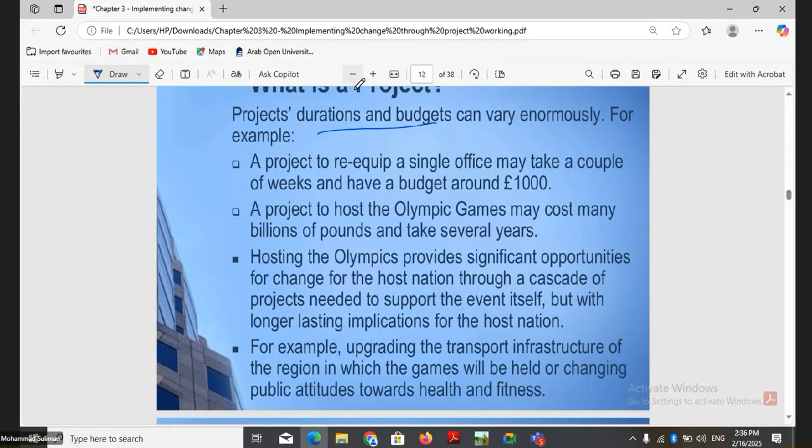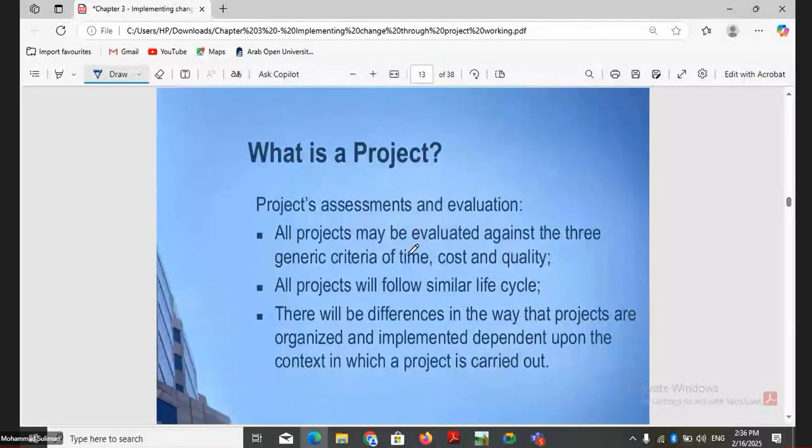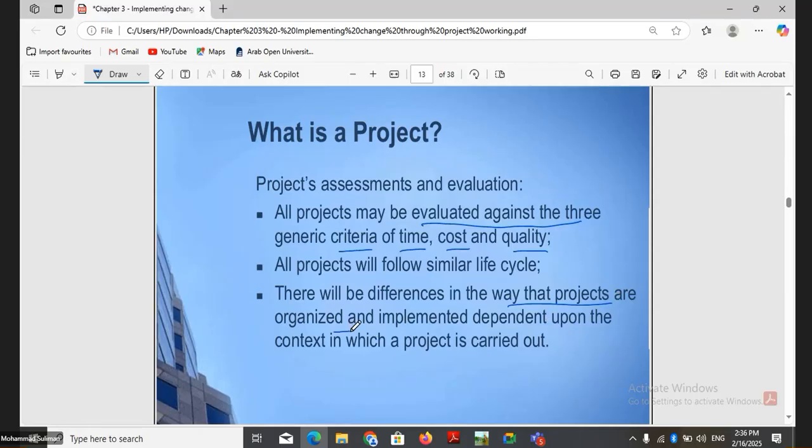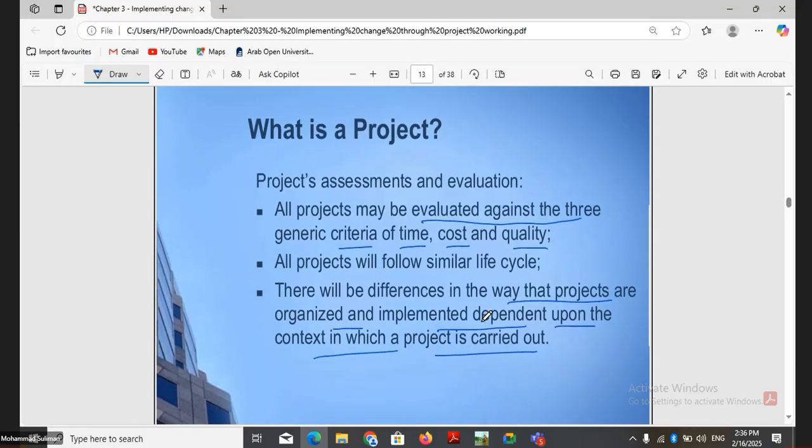Okay. Now the next is project assessment and evaluation. All the projects must be evaluated against three criteria, which are time, cost, and quality. Every project must be under the given time, under the given cost or budget, and must achieve the objectives or functionalities. So there will be differences in the way projects are organized and implemented depending on the context in which the project is carried out.